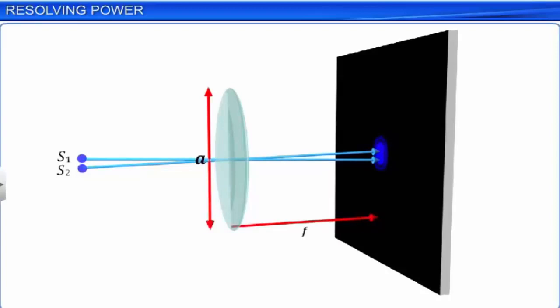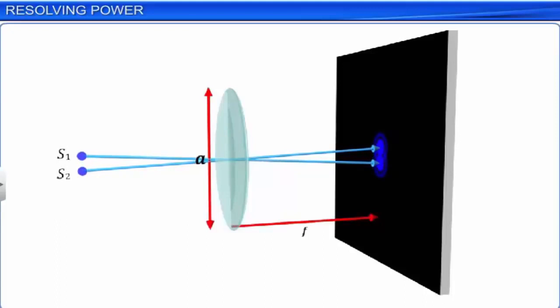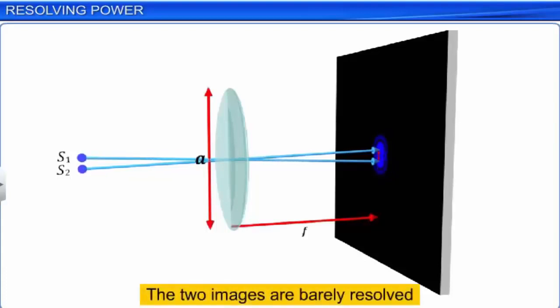If the two sources S1 and S2 are moved apart, the centers of their image disks also move apart. For sufficient separation, one can distinguish the presence of two disks in the pattern. In this case, we say that the two point sources are resolved. Two images are said to be just resolved if the first minimum of one pattern coincides with the center of the other. This is known as Rayleigh criterion. This means that the radius of each bright disk should be equal to the separation between them.